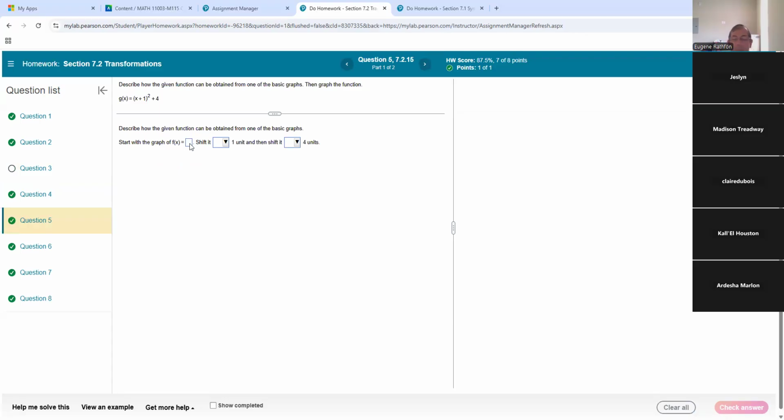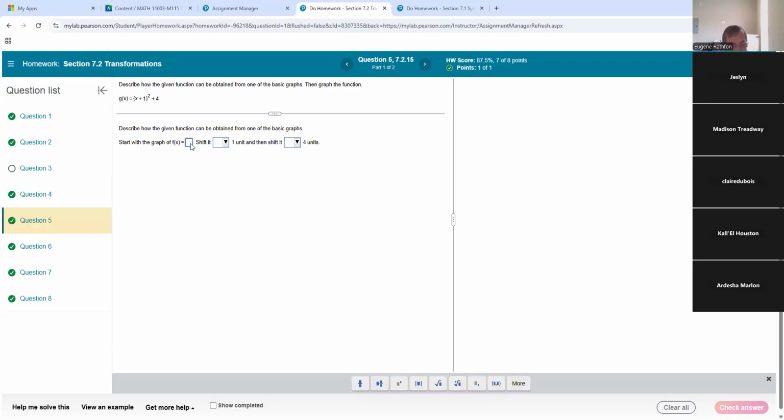Okay, so we know since that's a square, we're going to start with x squared on this one. And then we're going to shift it blank 1 unit. So that 1 is being added inside those parentheses, y'all. So since it's being added inside the parentheses, am I going to go down, up, left, or right? Oh, Claire, perfect. You got me going left on that one. And then the plus 4 going up 4 units.